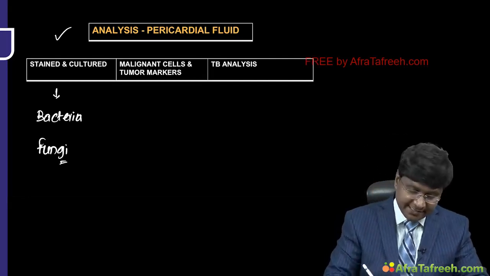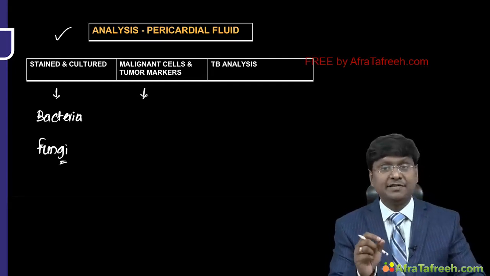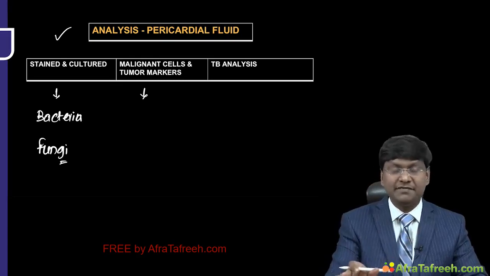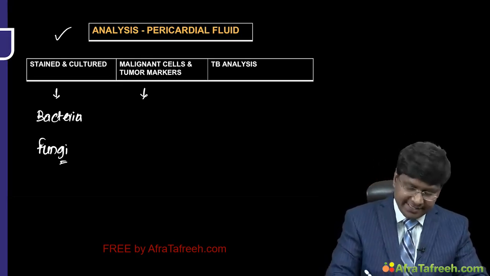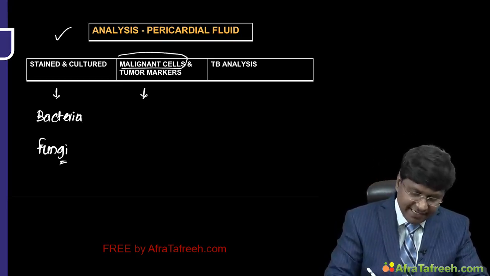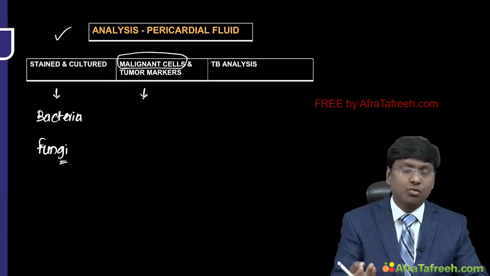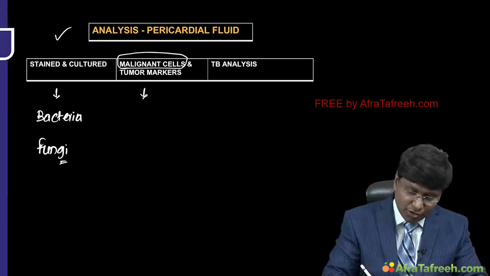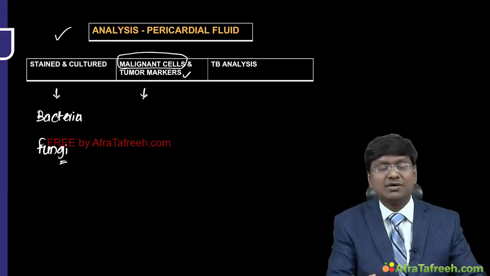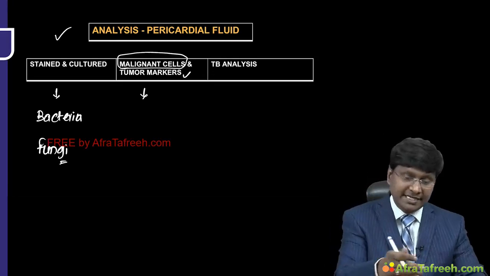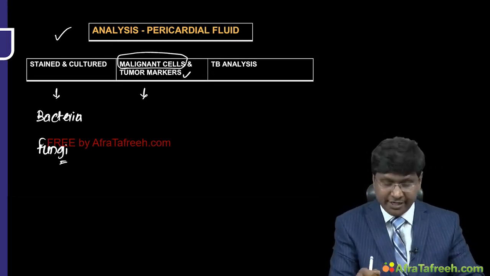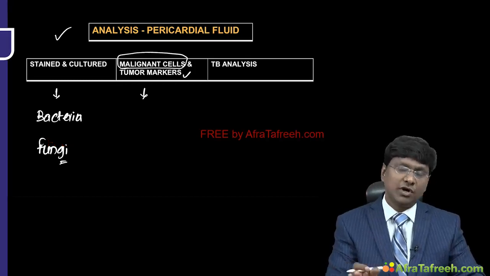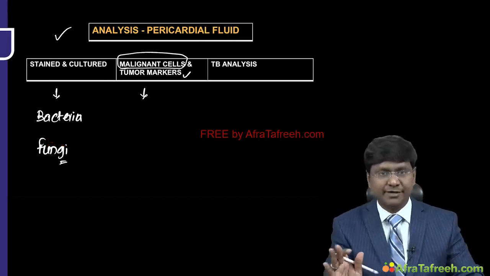Okay, and the next important thing is you need to examine for the presence of malignant cells, right? Because if it is a bloody tap, if it is bloody fluid, then you have to examine for the malignant cells, which you will be able to make out, like is it mesothelial cells? Okay, and you also need to look for the tumor markers, because certain malignancies of the breast metastasize and cause cardiac tamponade. So you also need to check the tumor markers for diagnosing the cause of the cardiac tamponade, right?